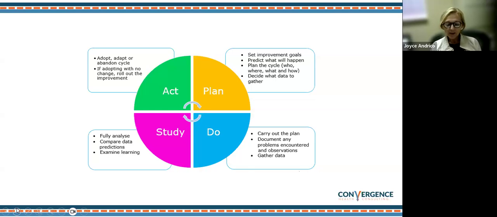So then you're going to carry out your plan. You're going to document any of the observations you have. You're going to gather the data, and you're going to analyze the data. And then you're going to put your actions in place. And you're going to continue to gather the data to see the action plans you put in place. Are they working? Are they not? So you have to try something different. And I'll give you an example on the next slide, kind of how we put it together.